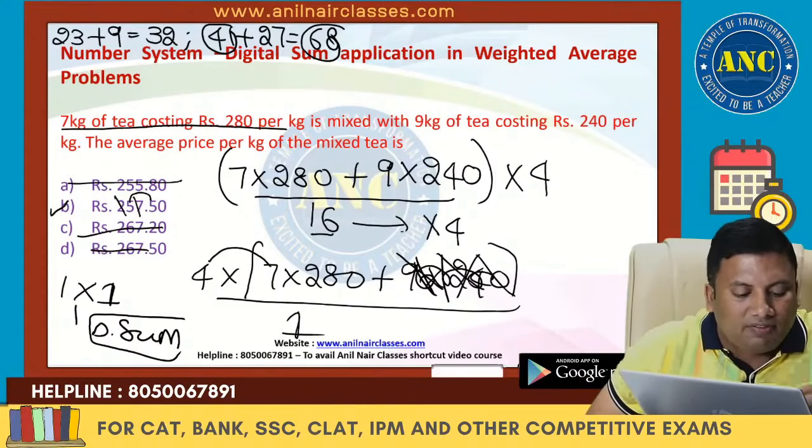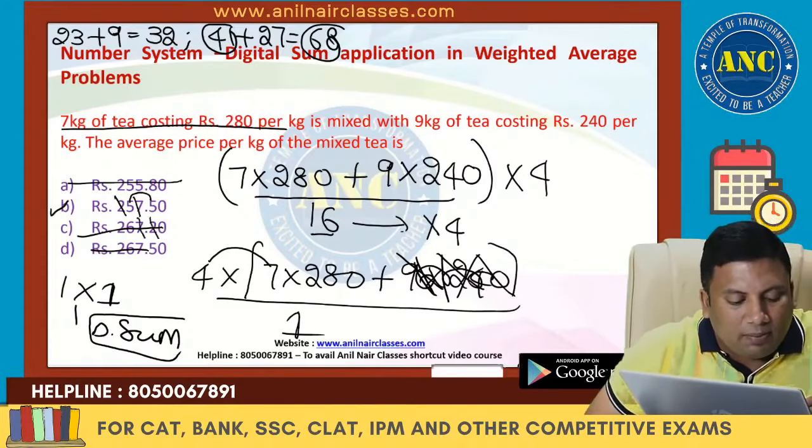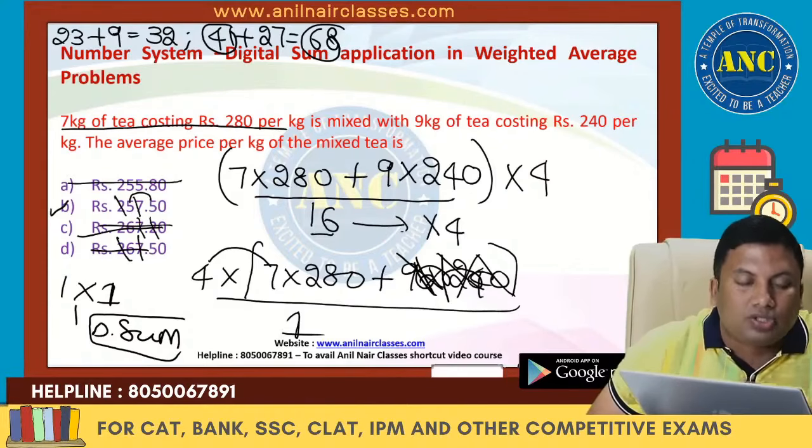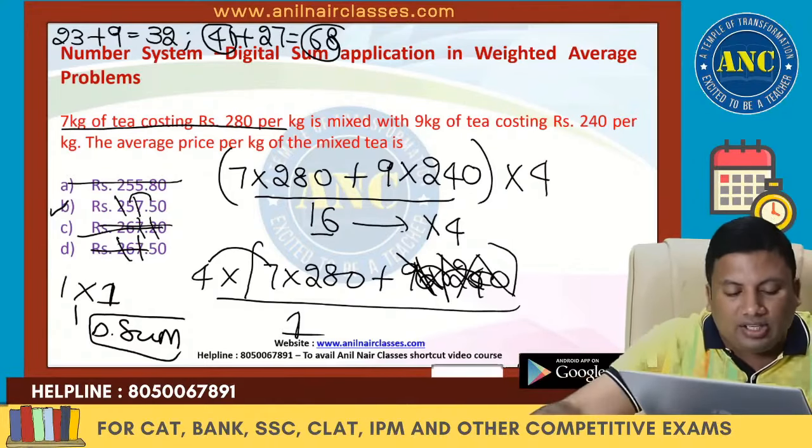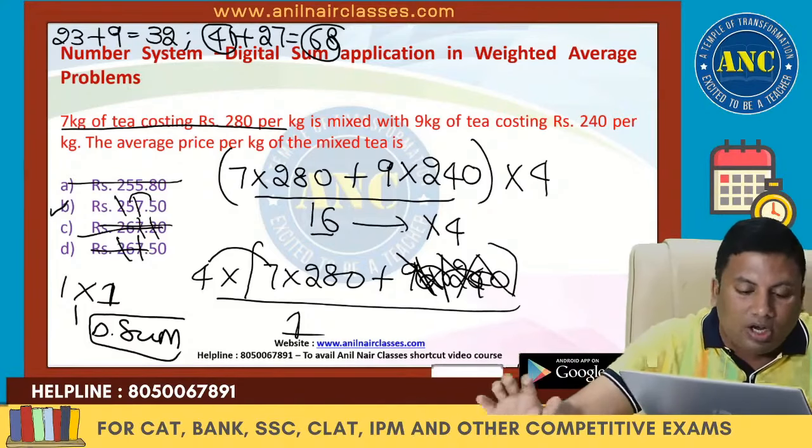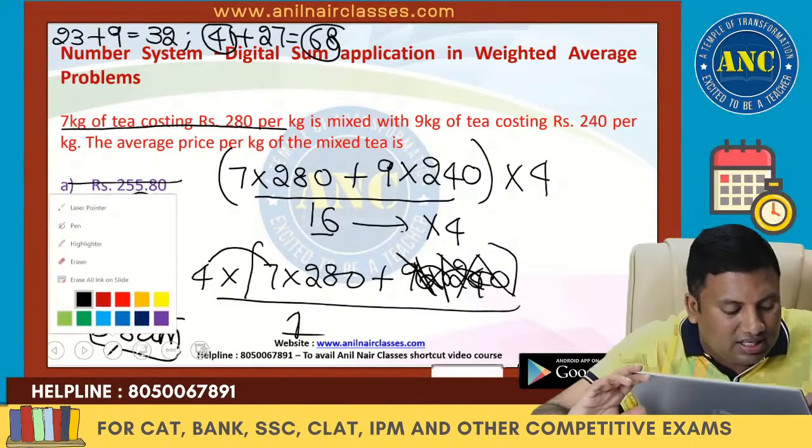So second option, 5 plus 5, 10. Here 7 plus 2, it is 9. 6 plus 5, 11. 1 plus 1, 2. There could be more than one answer option with the digital sum 1 also. In that case, first I will discuss an example.